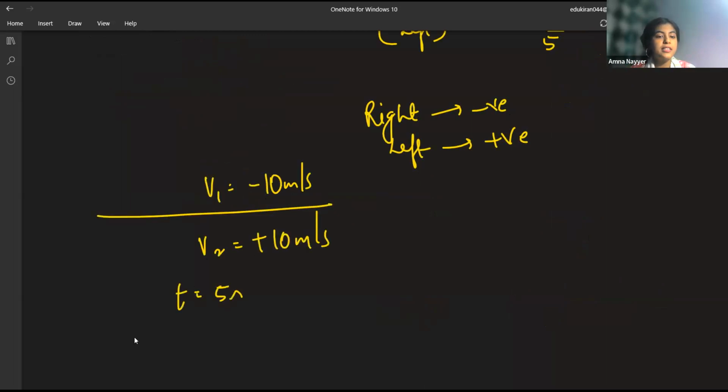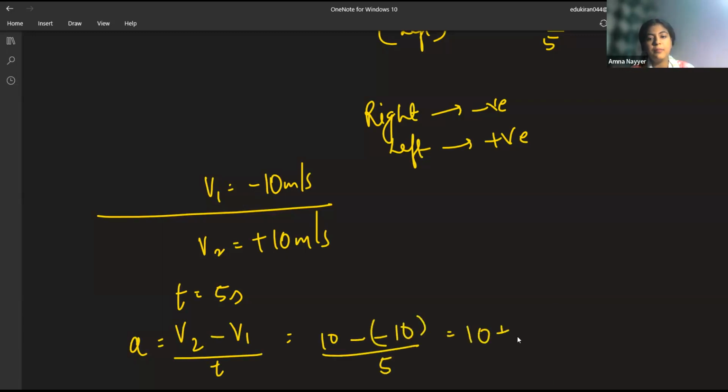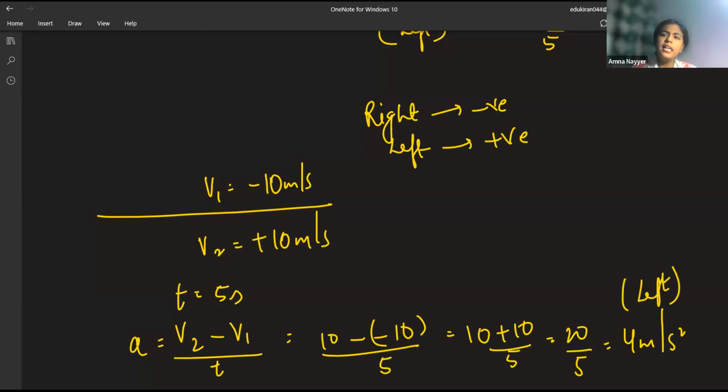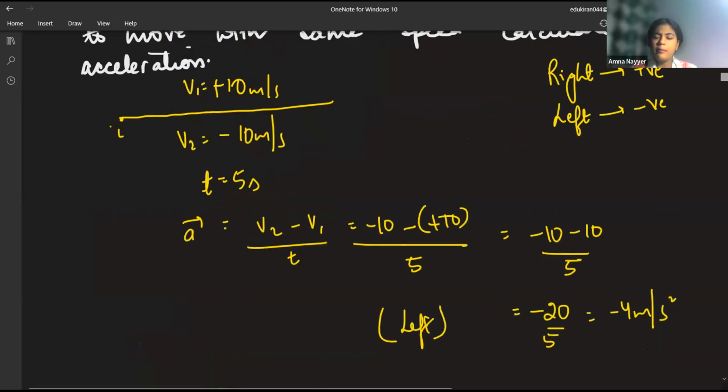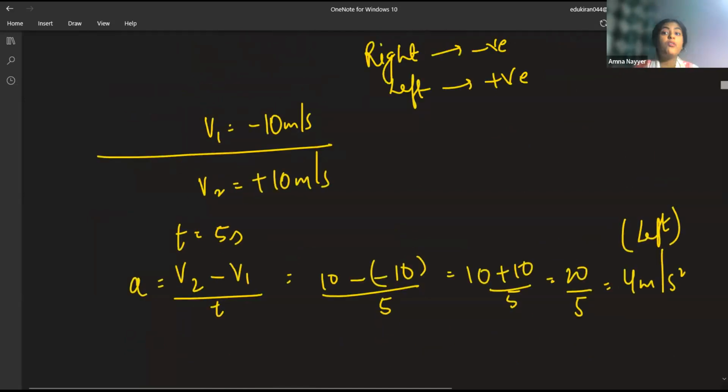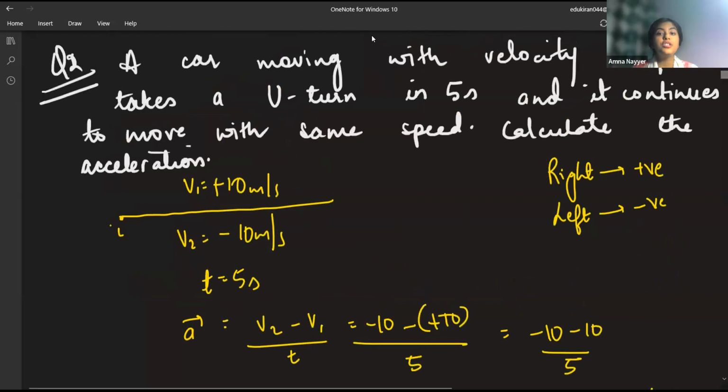Time is 5 seconds. Acceleration will be final velocity minus initial velocity divided by time. What is the final velocity? Plus 10, minus the initial velocity, minus 10, divided by 5. That becomes 10 plus 10 by 5, which is 20 by 5, which is plus 4 meter per second square. What is this plus sign indicating? Positive is again left. So likewise, you can take any sign convention. Both the answers are correct. Minus 4 is also correct, plus 4 is also correct, provided you mention whatever sign convention you have chosen.